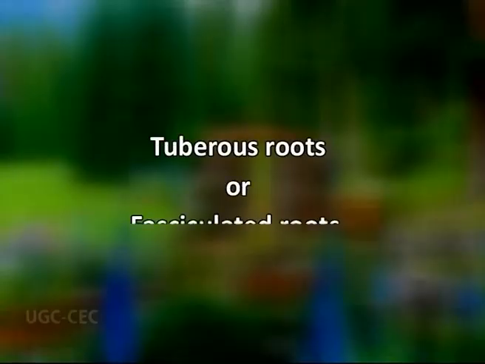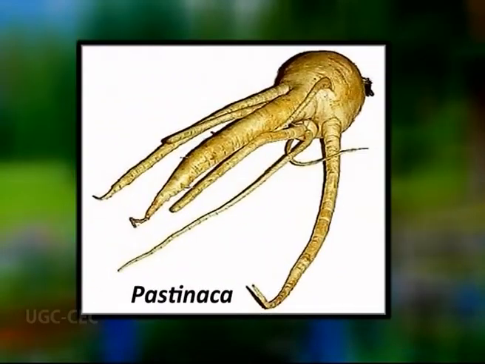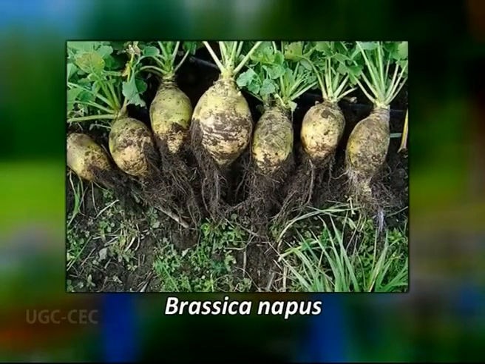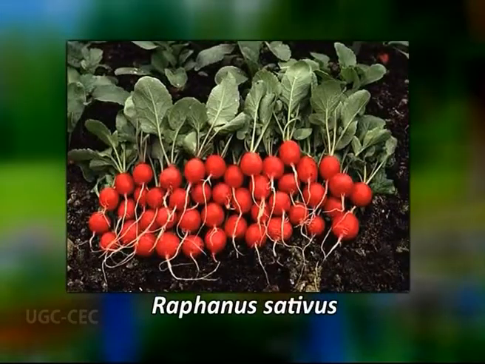Now, tuberous roots or fasciculated roots. Tuberous roots or fasciculated roots are an underground storage organ formed from a taproot. They may become swollen with food storing tissues as in Daucus, Pastinaca, Brassica napus, and Raphanus sativus.